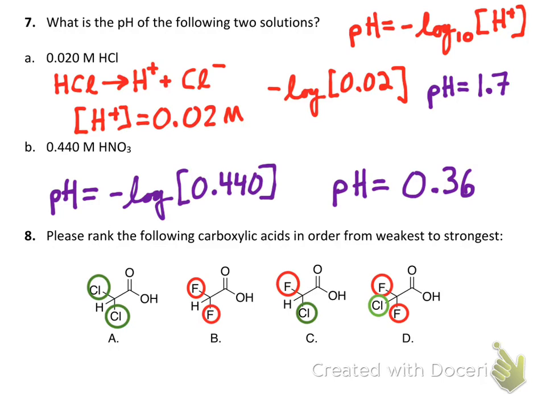So if we want to rank these in order from weakest to strongest, we have A is the least, because it only has 2 chlorines, then C with a fluorine and a chlorine, then B, which has 2 fluorines, and then finally D has the most here with 2 fluorines and 1 chlorine.